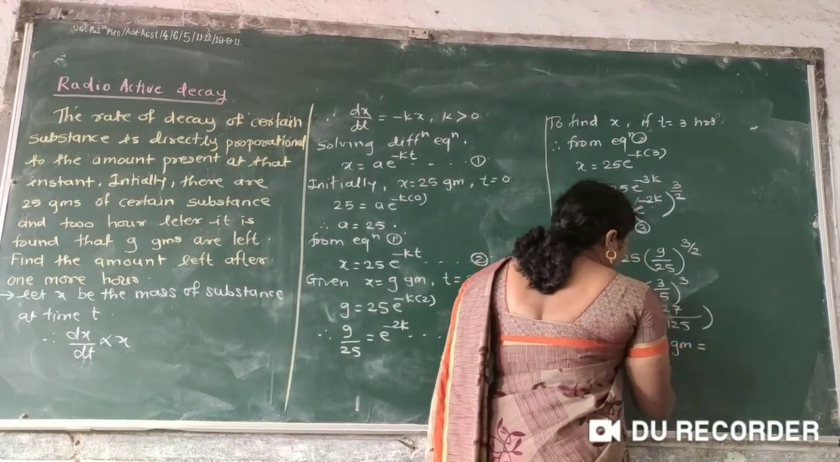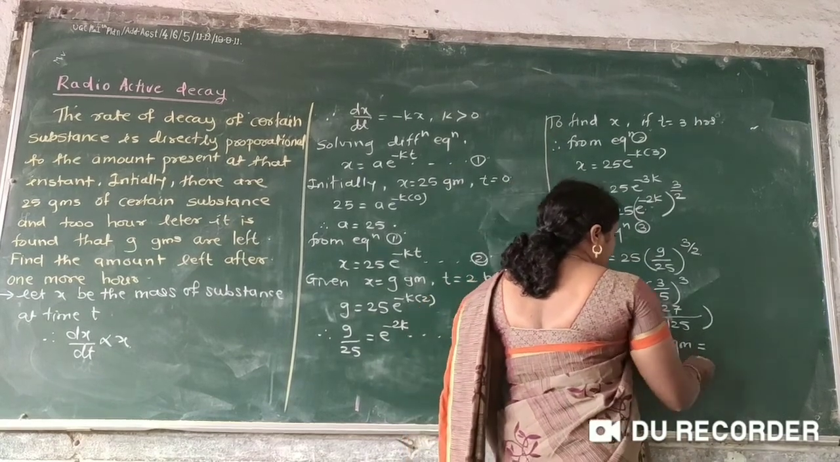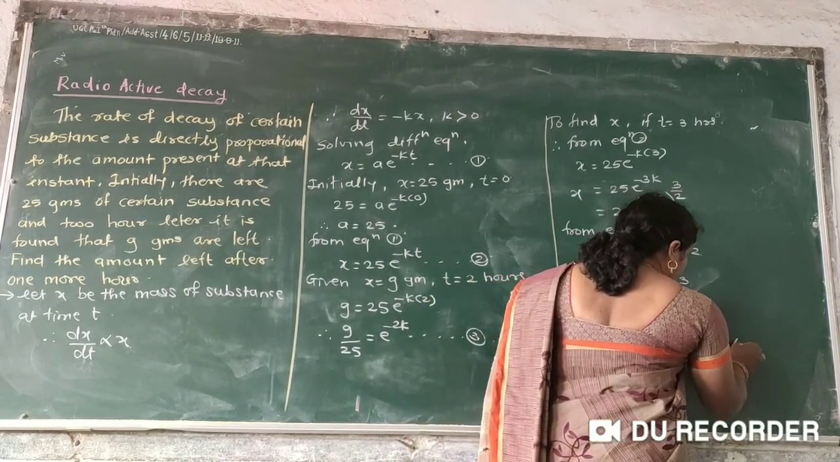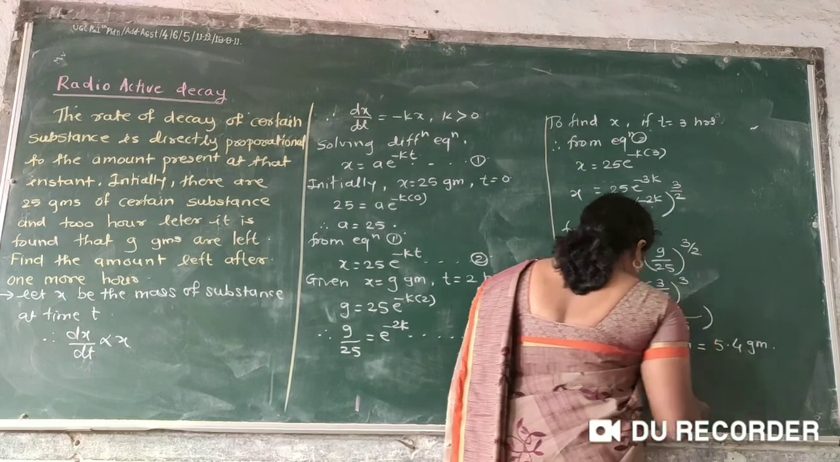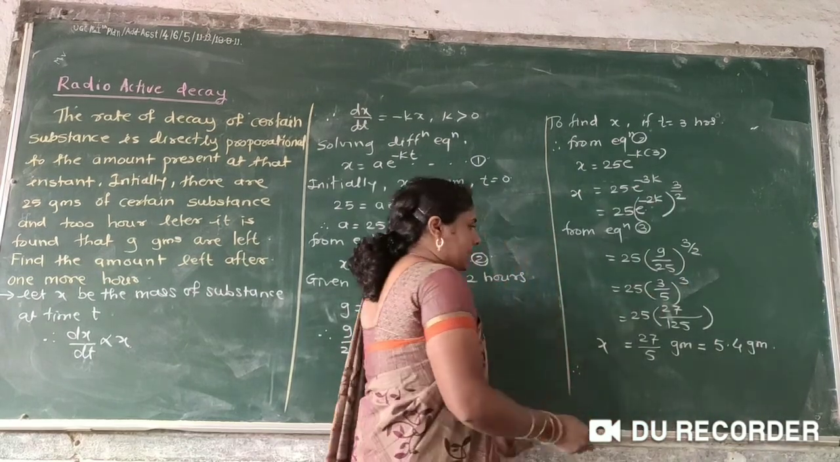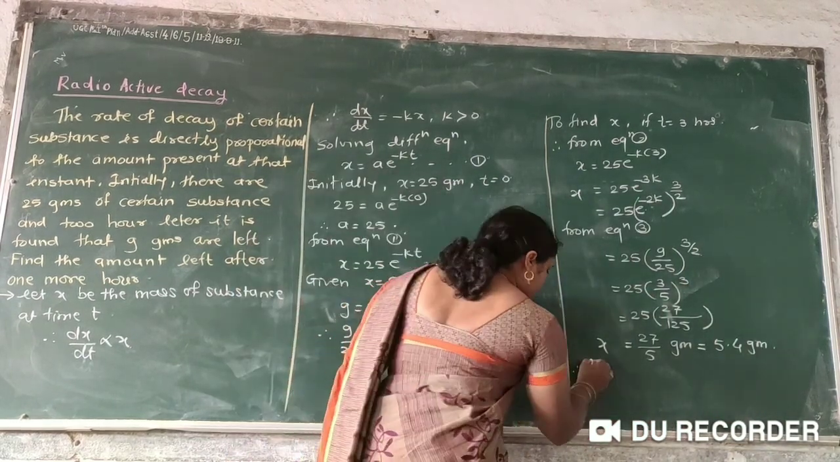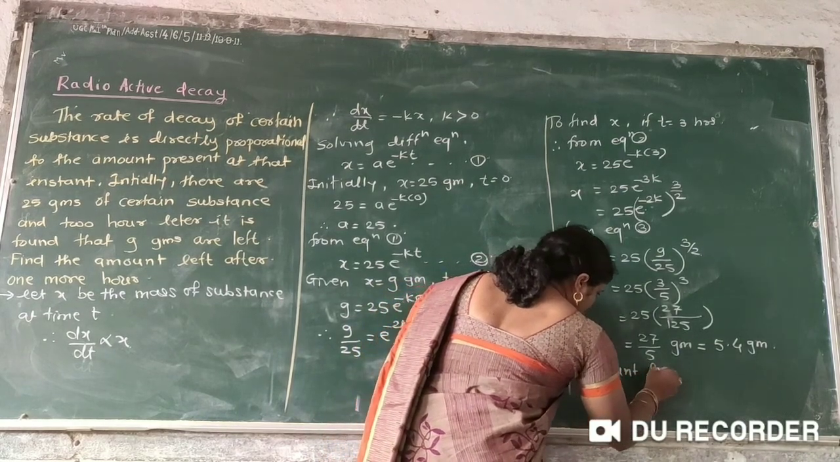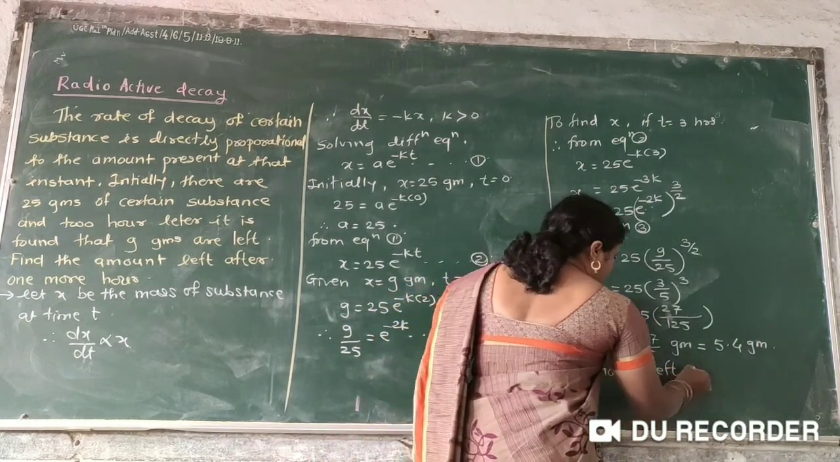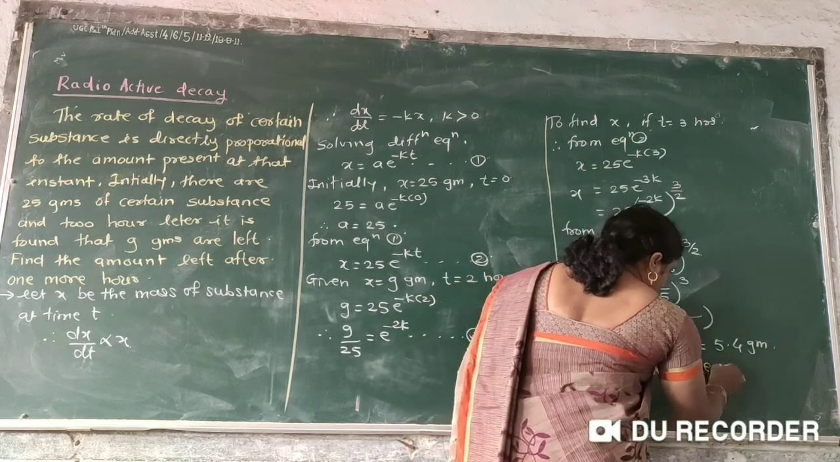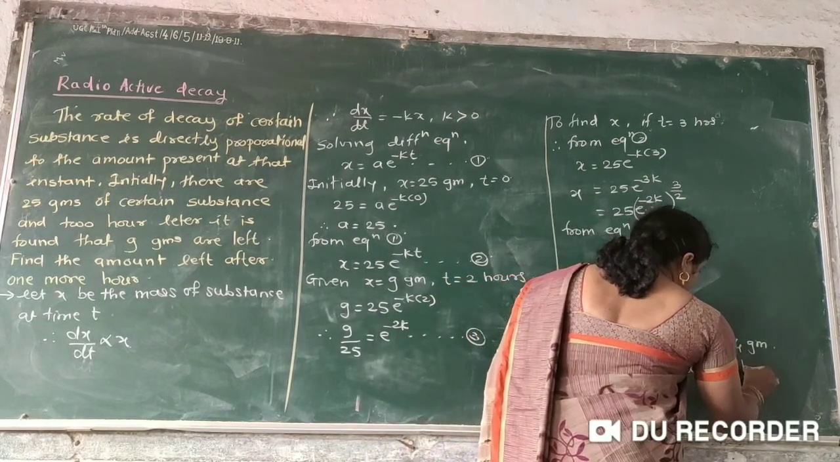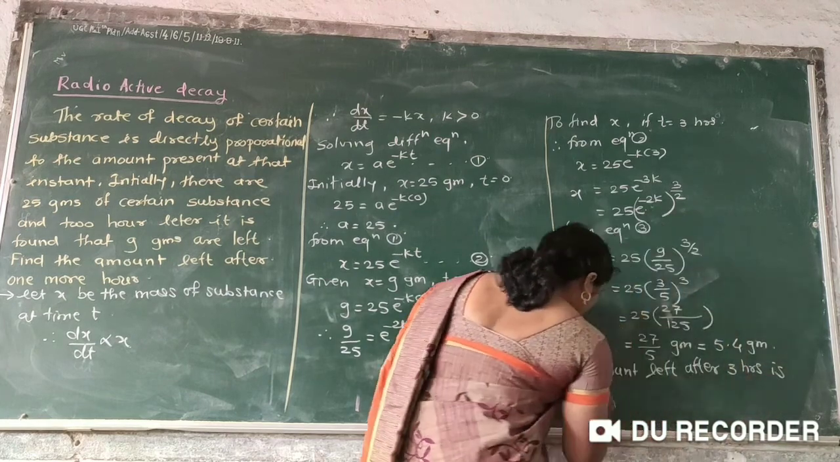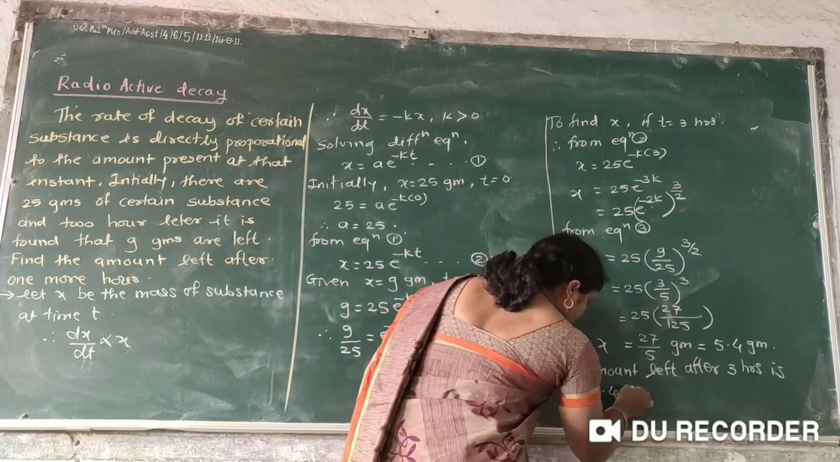That is equal to, divide this 5 to 27, we get 5.4 grams. Therefore, at last, the amount left after 3 hours is 5.4 grams.